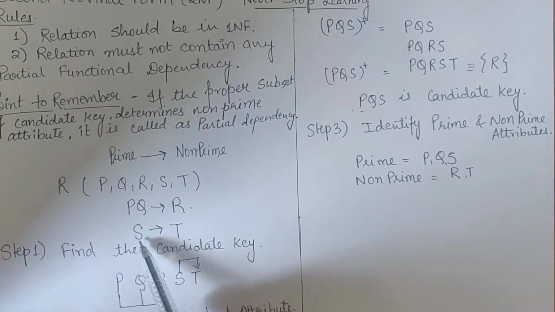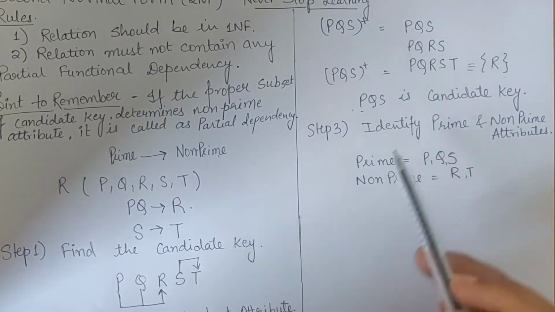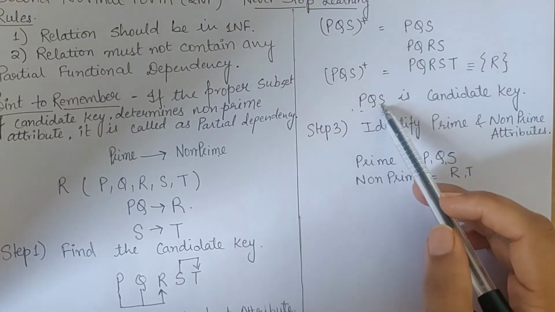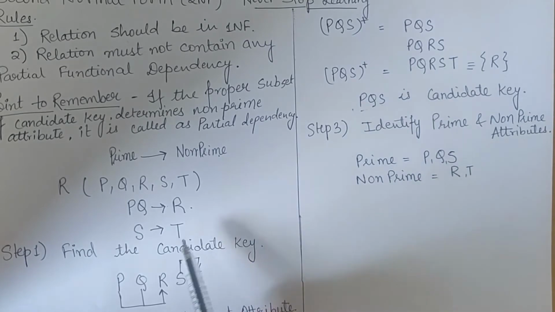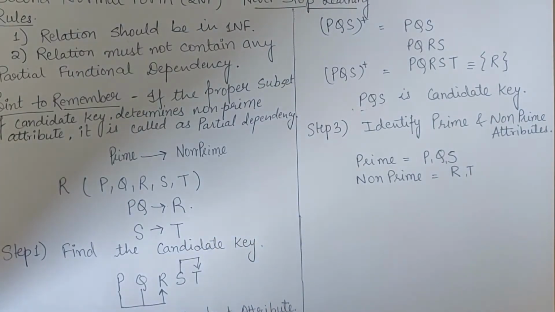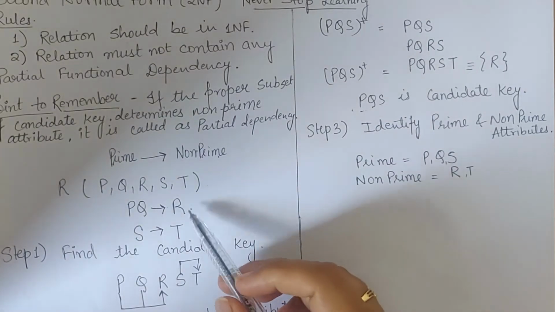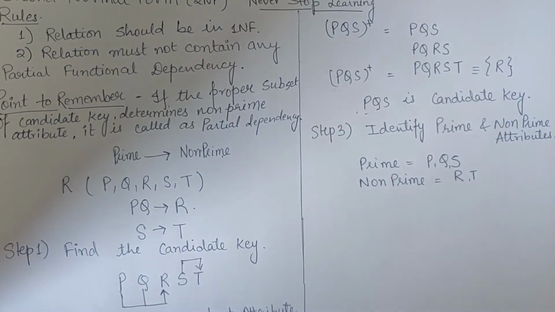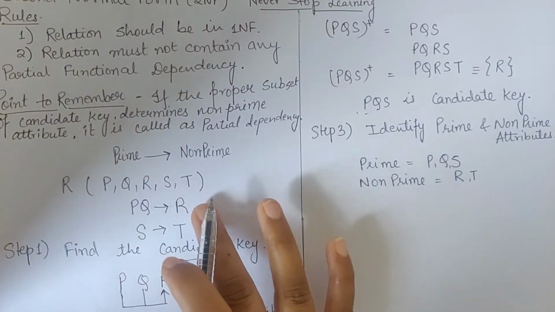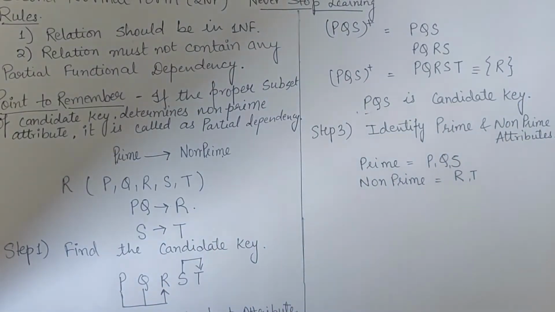Here also you see S determines T. Now S is also what? Partial, a proper subset of candidate key. So because of this functional dependency also, there is a case of partial functional dependency. So both the dependencies are leading us to partial functional dependency. So this particular relation is not in second normal form.